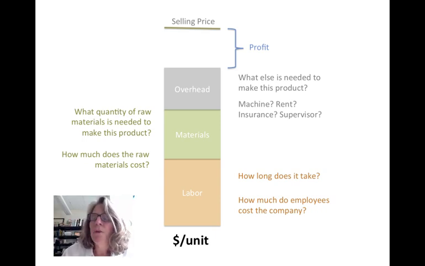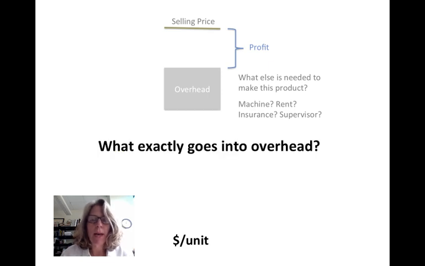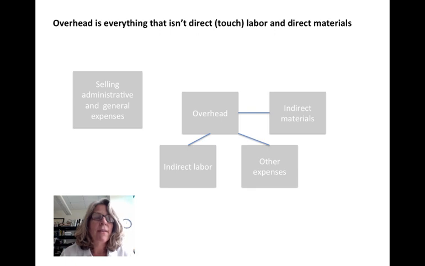Okay, so now what we're going to do is visit overhead costs in a little bit more detail. We've talked quite a bit about labor and materials, but now we're going to talk about overhead. One of the main things is what actually goes into overhead. What are the costs that are included in this particular square? It's really everything that isn't direct labor or direct materials.